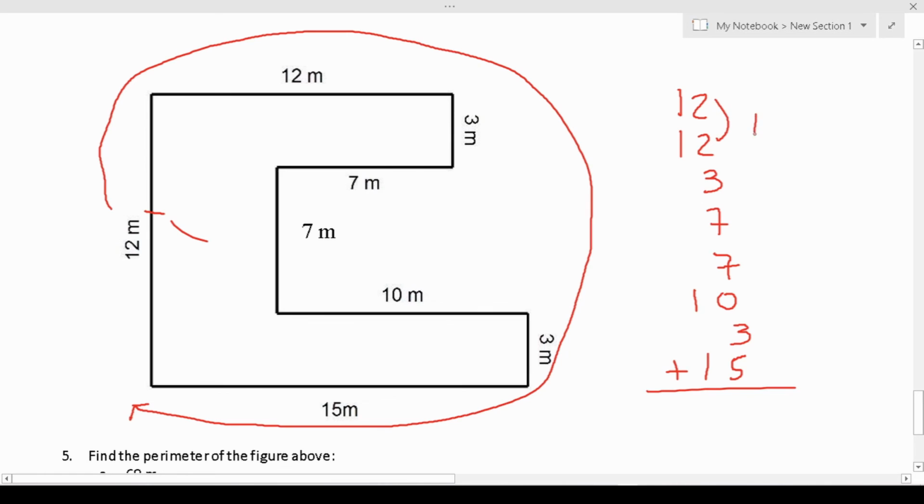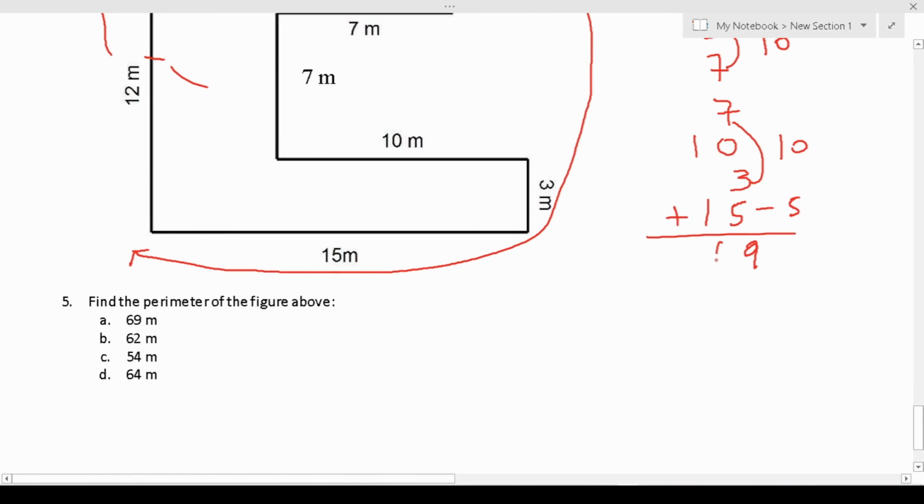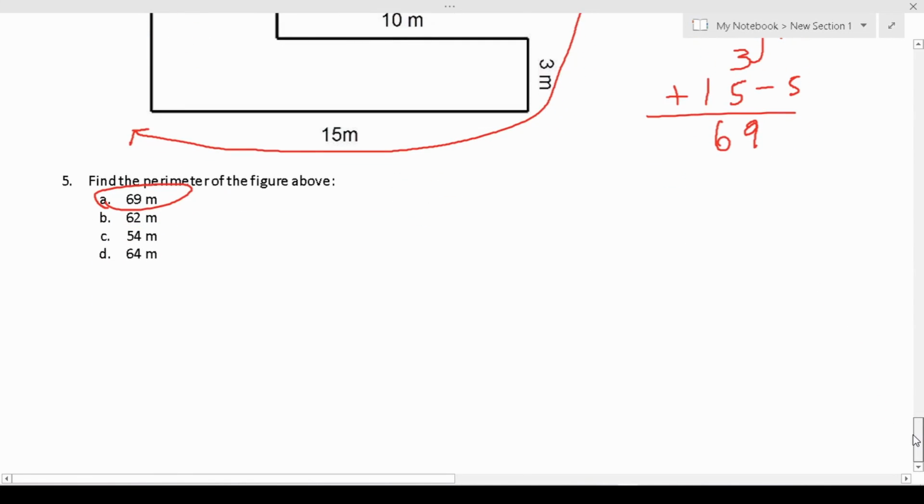2 plus 2 is 4. 7 plus 3 is 10. 7 plus 3 is 10. And then we have 5 hanging out here. So this is 20 plus 9, or 29. Carry your 2. 1 plus 1 is 2, plus 1 is 3, plus 1 is 4, plus 2 is 6. So we can see that the perimeter of this composite figure is 69 meters.